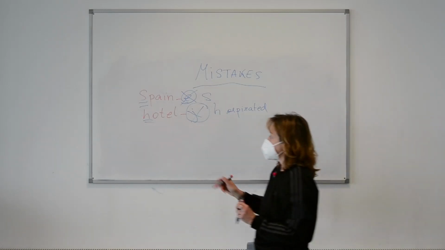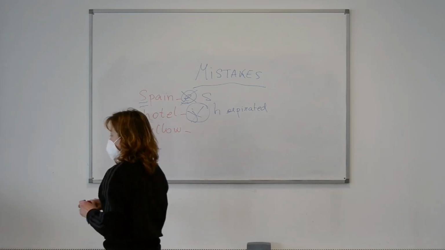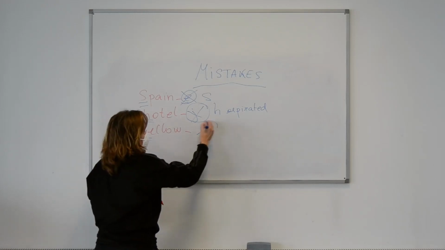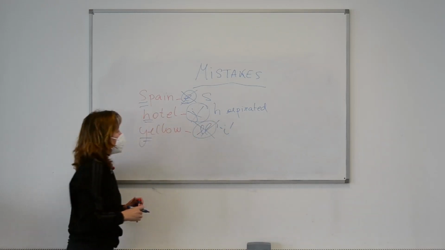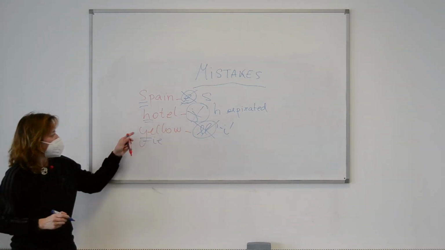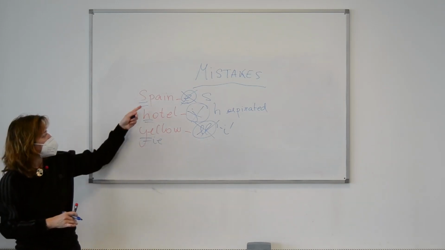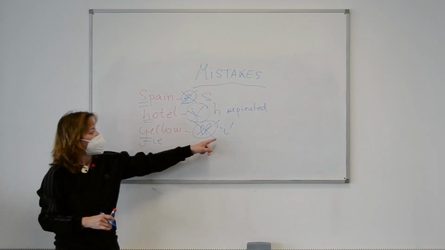Another one should be, for example, yellow, the sound Y. The sound Y is not pronounced like ella, like in Spanish, it should be pronounced like I. When we say yellow, we should say yellow instead of jellow, okay? Spain, aspirated hotel, the same yellow, okay?